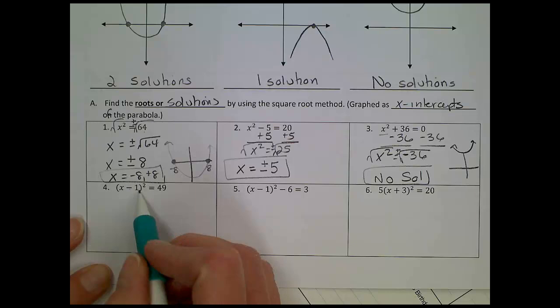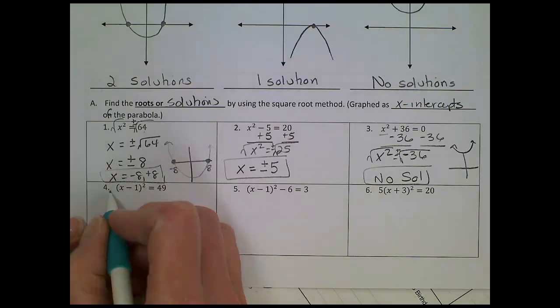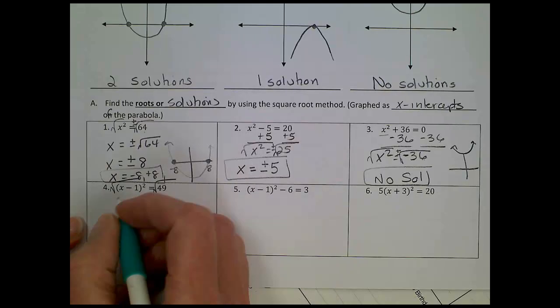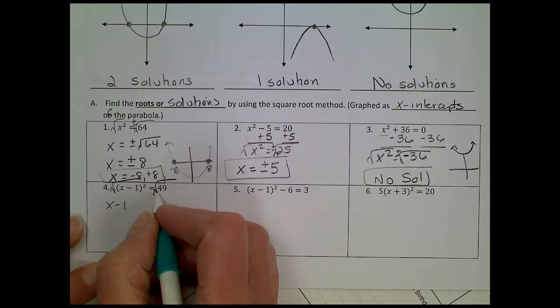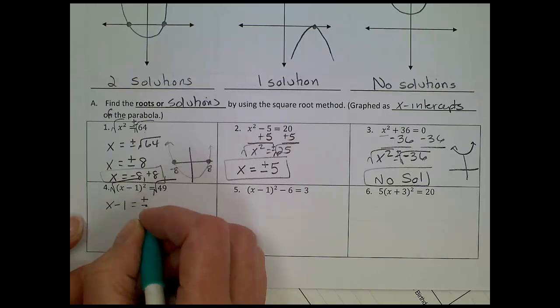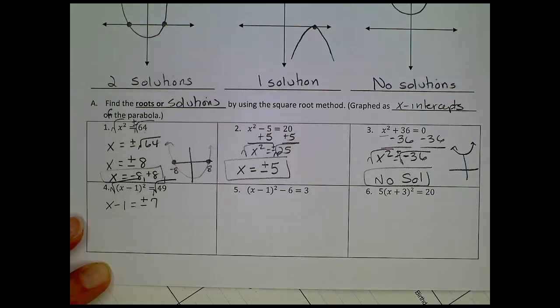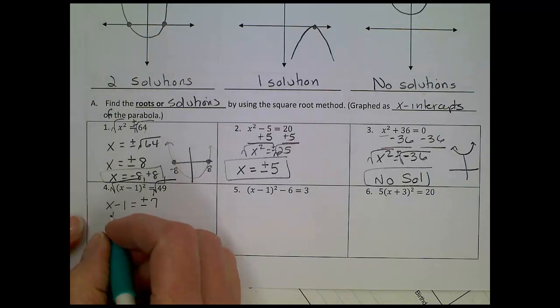The whole binomial is being squared, so my squared term is by itself. So we can go right into taking the square root of both sides. Square root of the squared term is just x minus 1. Square root of 49 will give us a plus minus 7, because 49 is a perfect square also. We'll add 1 to the other side.